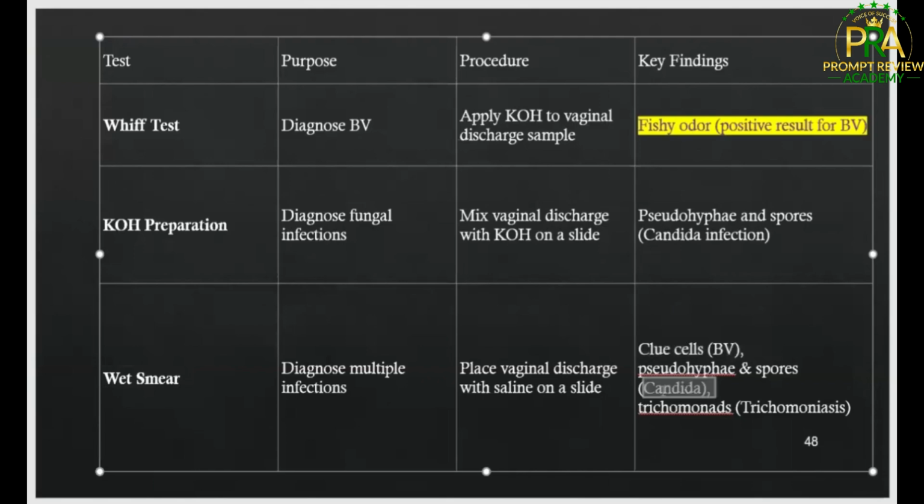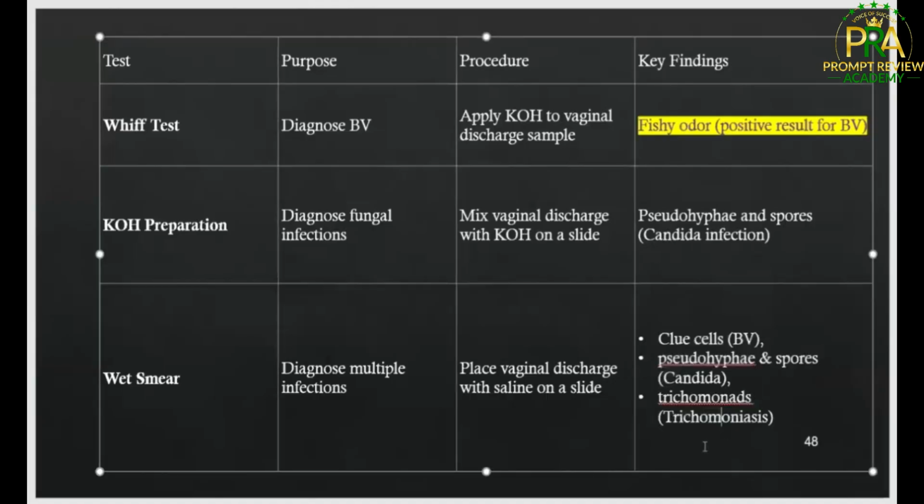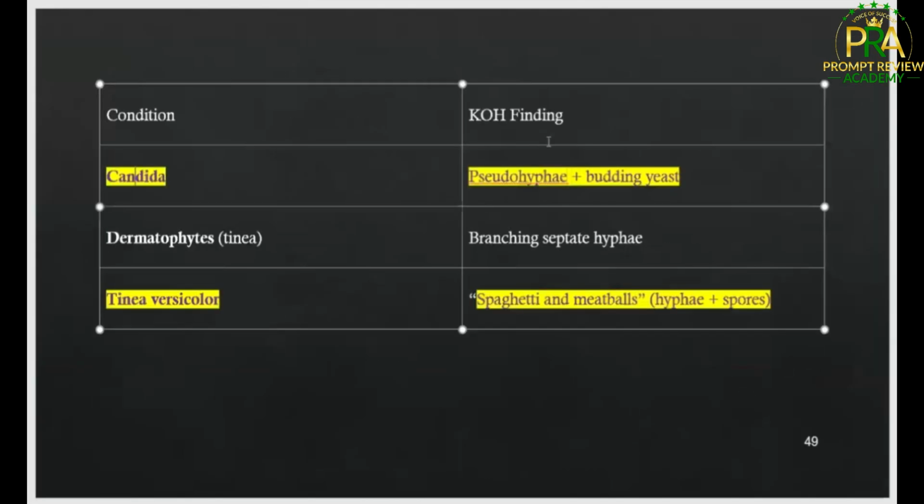But if it is Candida, you are going to have pseudohyphae and spores. Then if it is trichomoniasis, you are going to have trichomonads. And again, if you use the KOH finding, if it's Candida, you have the pseudohyphae and budding yeast. If it's tinea versicolor, you are going to have spaghetti and meatball. So please, it's very important that you know all these things.